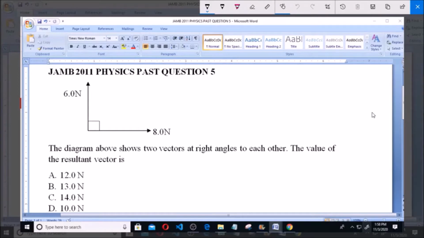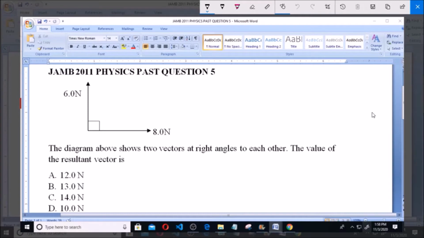So you have this diagram here, and the diagram above shows two vectors at right angles to each other. The value of the resultant vector is A. 12.0 Newton, B. 13.0 Newton, C. 14.0 Newton, D. 10.0 Newton.